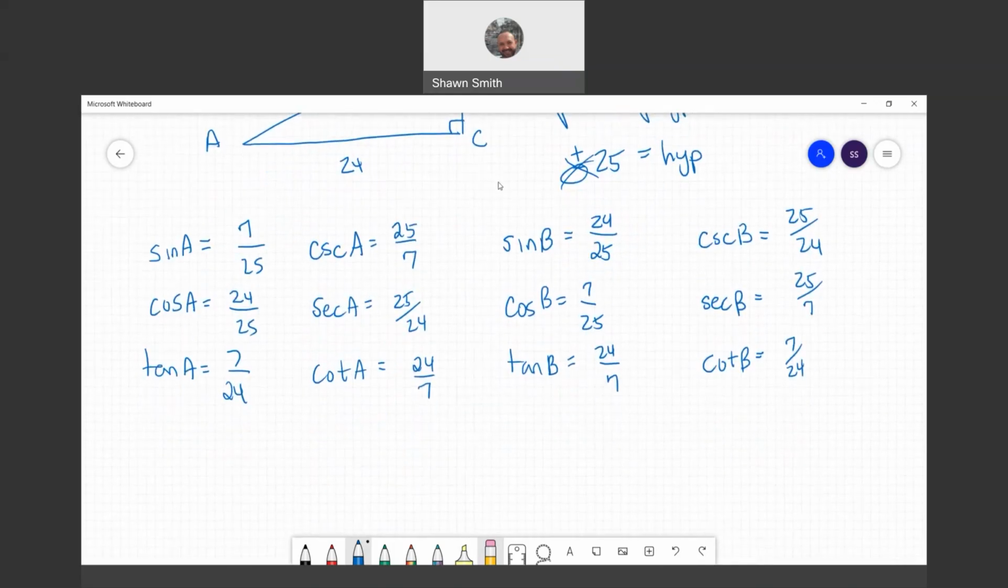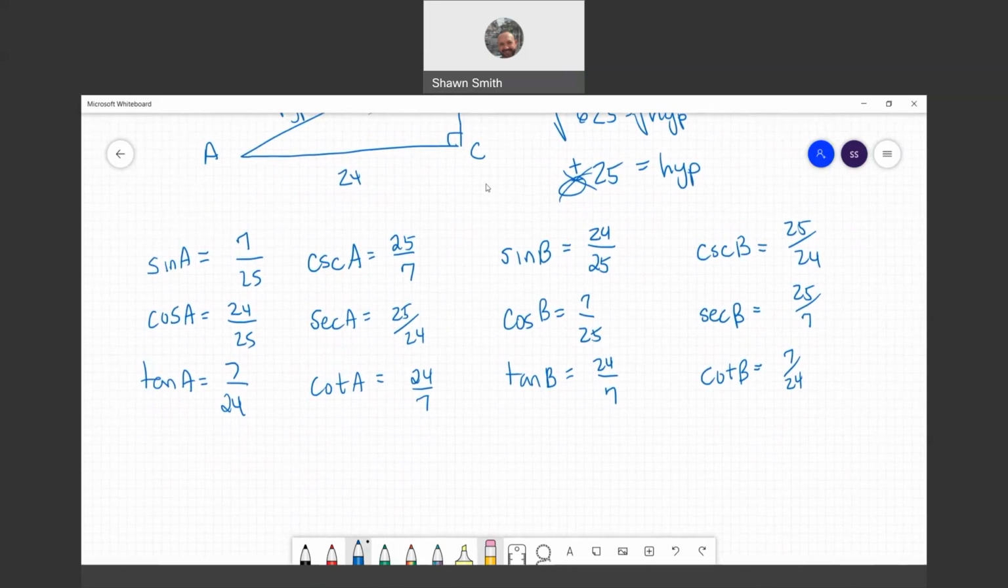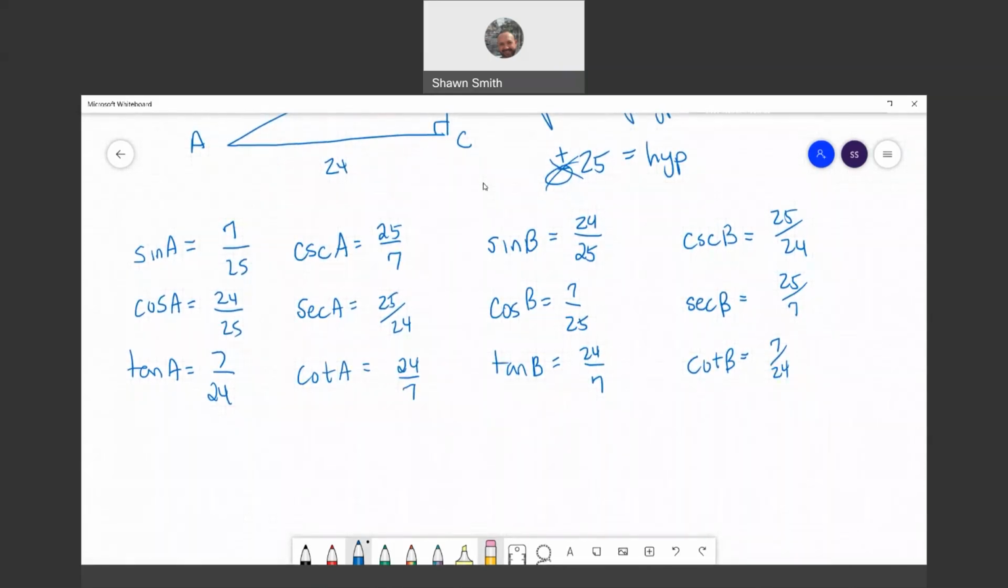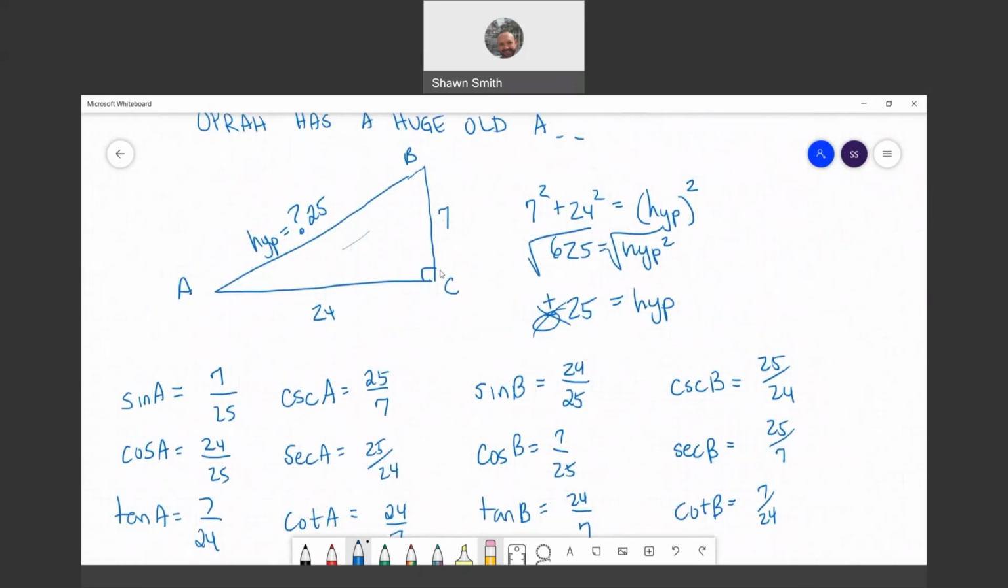Now take note of the relationships between sine, cosine, tangent for A and for B. Notice the sine of A is 7/25, but it's also the cosine of B. The sine of B is the same as the cosine of A. The cotangent of A is equal to the tangent of B. So see the word co, the prefix in there? Those are called cofunctions.